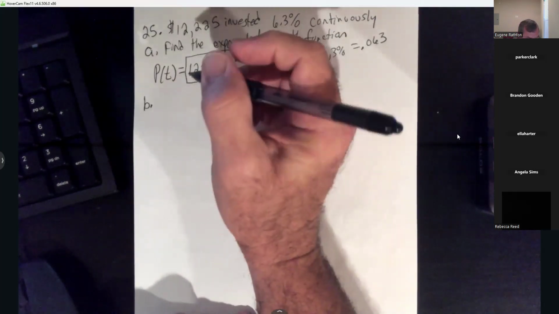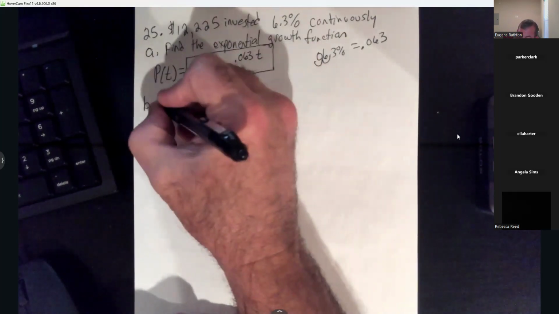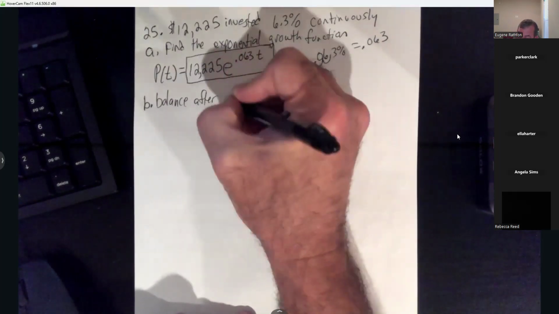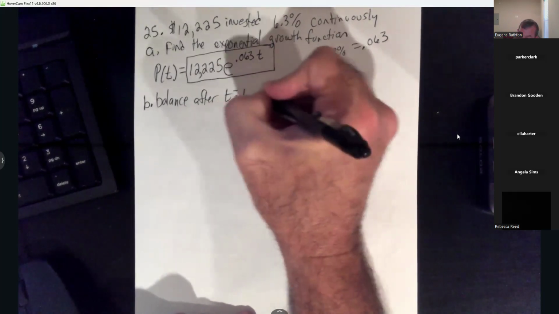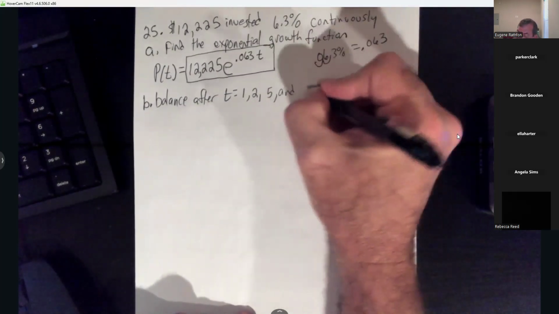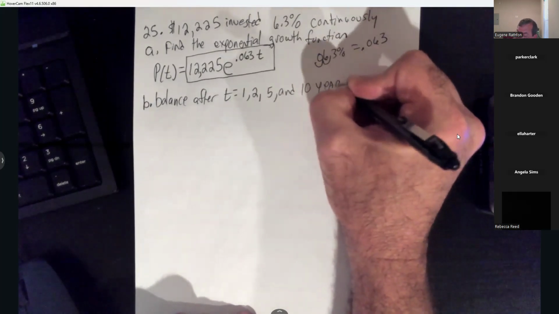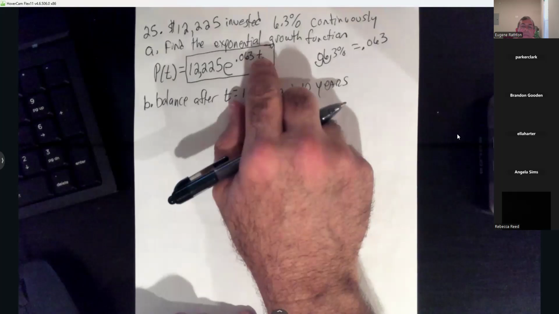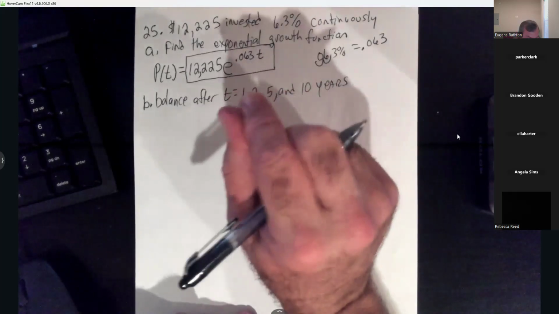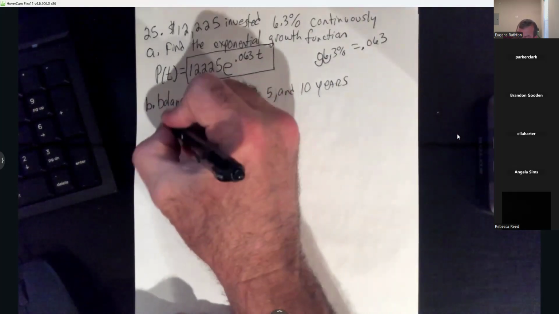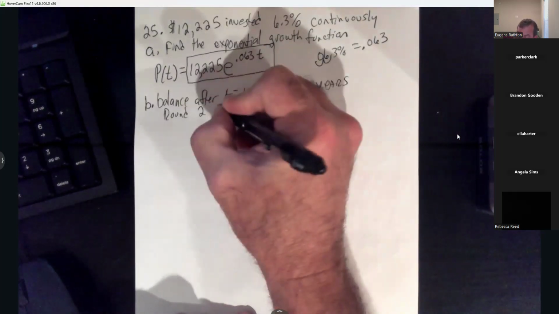Now, part B, they want to know the balance after T equals 1, 2, 5, and 10 years. Now remember, y'all can punch in this formula, put a 1 in for T, punch it in to see what you get. And now these we're going to round to 2 decimal places.